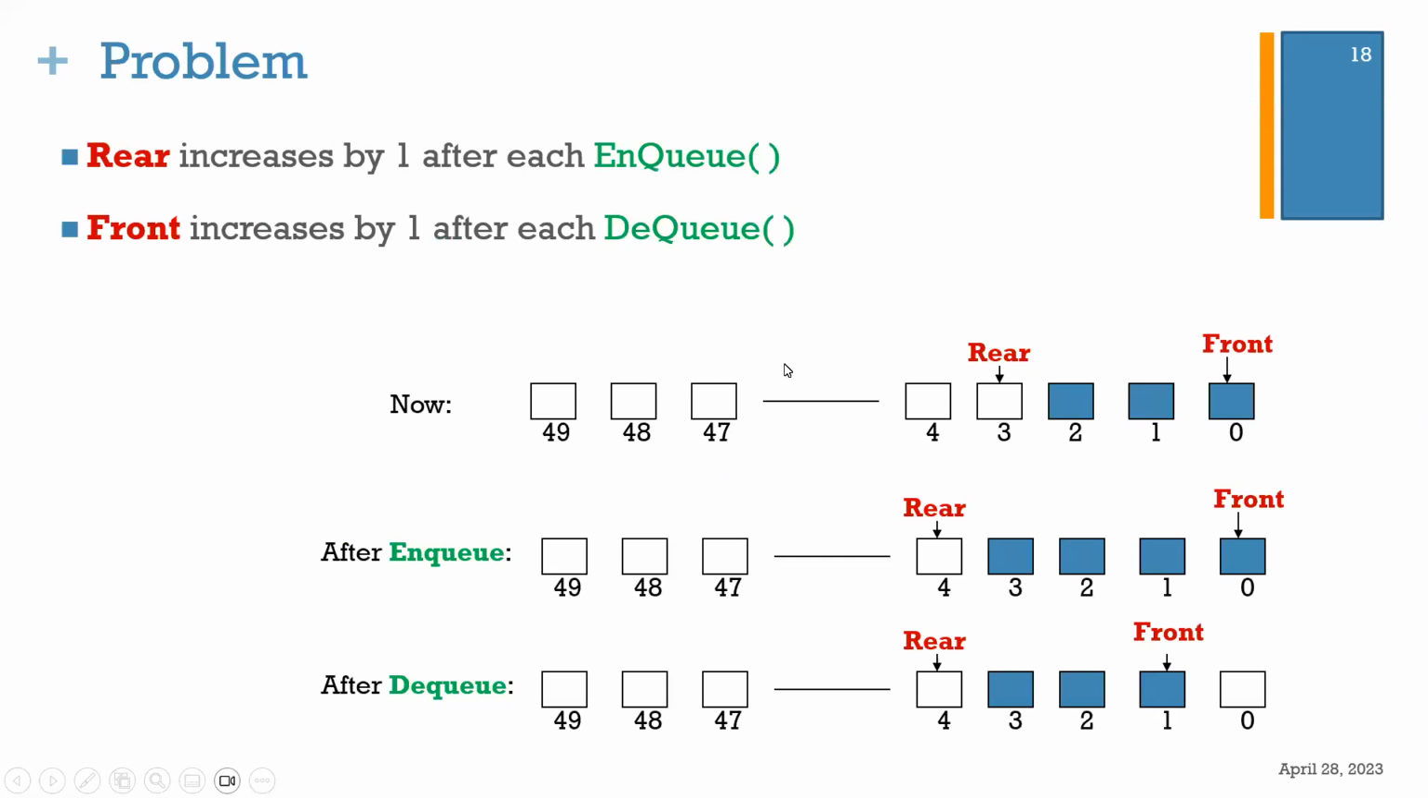Suppose we have this array with elements from 0 to 49. So we have a 50-element queue, and we can add one by one. The rear and the front start at 0. So we can add at 0 and then increment by 1. Add another and increment by 1. So we have 3 elements in the queue here. For enqueue also, one element will be added at 3. Now the rear is at 4, incremented by 1.